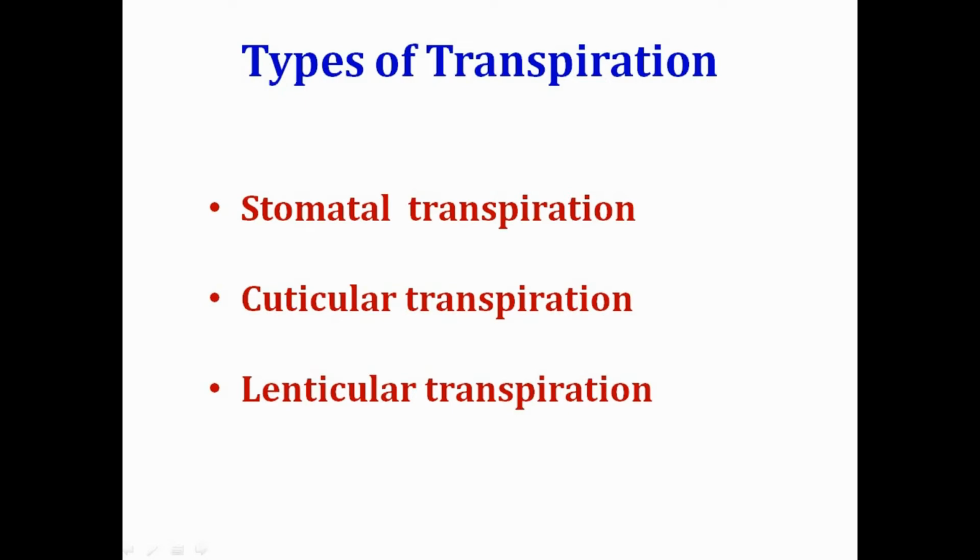Sometimes water vapor may be lost through certain other openings present in the older stem. These openings are known as lenticels, and the transpiration through these openings is known as lenticular transpiration. Lenticels play a minor role in the process of transpiration. It contributes 0.1% of the total transpiration.